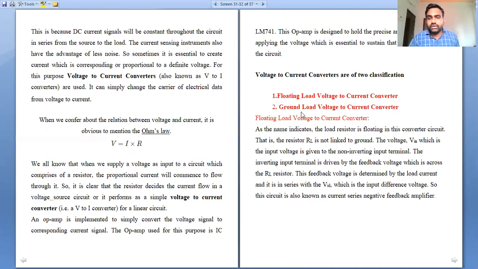Traditionally, we used two types of classification. One is the floating load voltage to current converter and the other is the ground load voltage to current converter. We discussed these in our previous class. This is the floating load voltage to current converter.